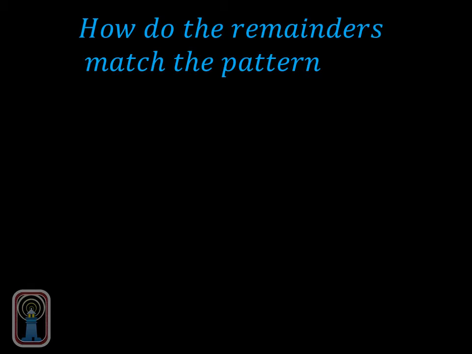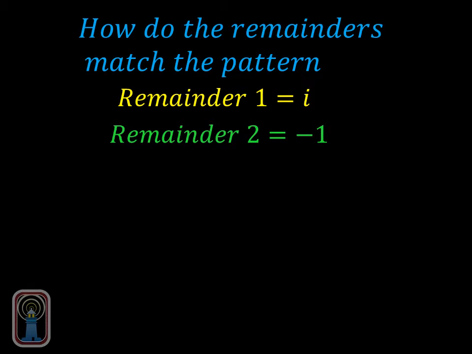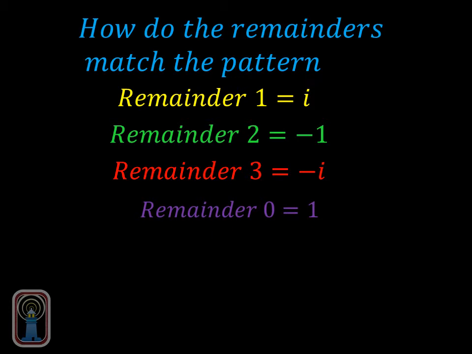How do the remainders match the pattern? If you have a remainder of 1, your answer is I. If you have a remainder of 2, your answer is -1. If you have a remainder of 3, your answer is a -I. And if you have a remainder of 0, your answer is 1.